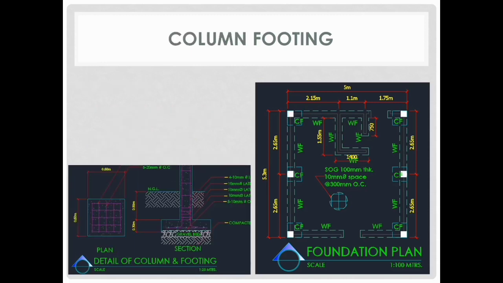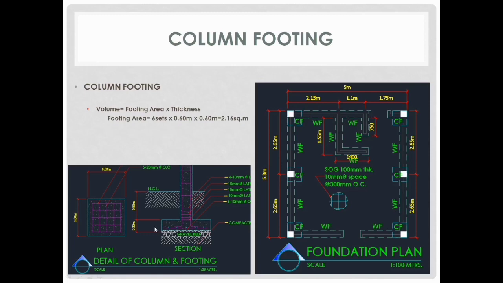So, column footing. So, kailangan ulit natin ng foundation plan kung ilan yung column footing natin. So, dito, 6. So, yung section, given na rin, kung gaano kalalim, gaano kakapal yung column footing natin. So, i-compute na natin yung volume. So, volume is equal to footing area multiplied by thickness.